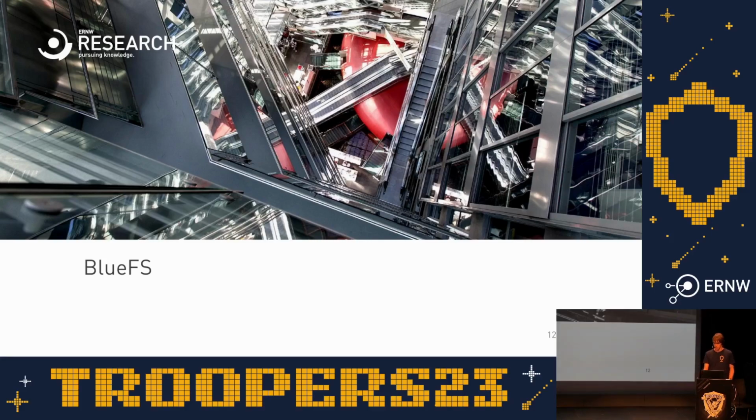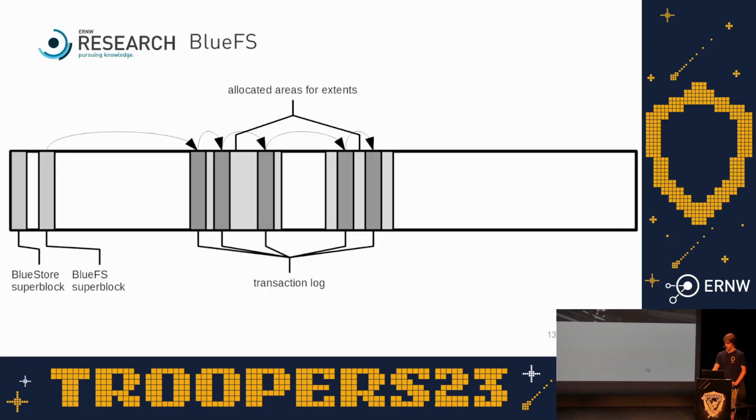So BlueFS, as I said, stores the key value store. We can find out about the structure and the content of the BlueFS by reading the BlueFS superblock in the beginning. It contains a pointer to the first allocated area of the BlueFS. It also contains the information where I have to start reading something called the transaction log.